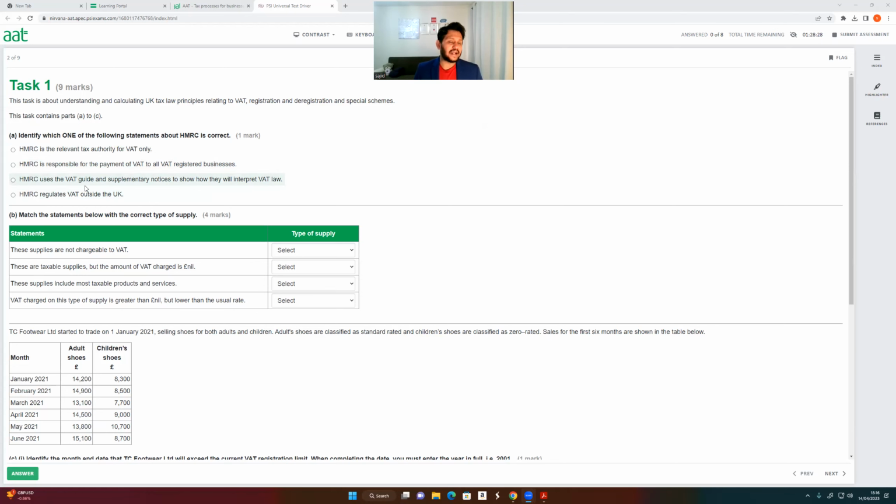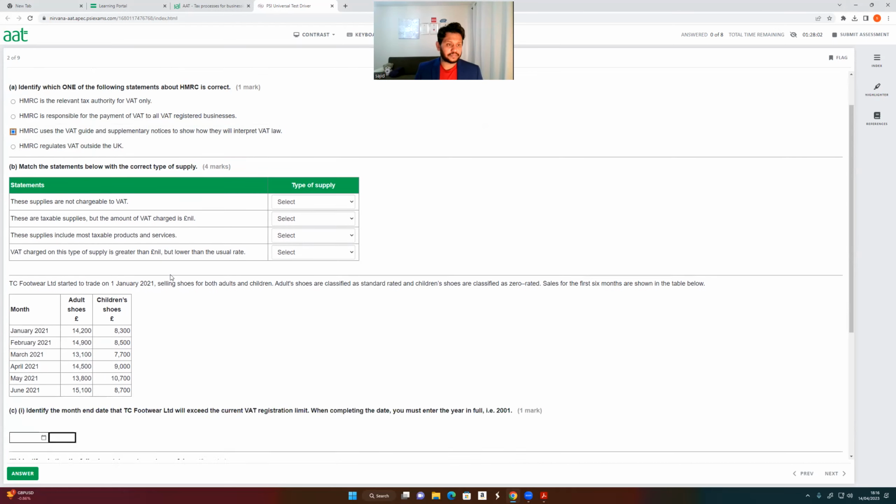HMRC uses the VAT guidance and supplementary notices to show how they will interpret the law. So this is the one that is more relevant. HMRC uses the guidance or guidelines and supplementary notices to show how they will interpret the VAT law. All right, so HMRC regulates VAT outside of the UK. That's not true. HMRC only regulates inside the UK.